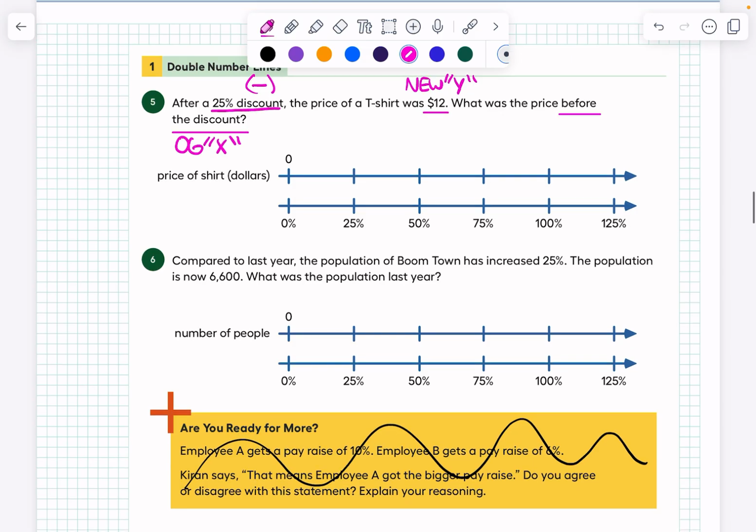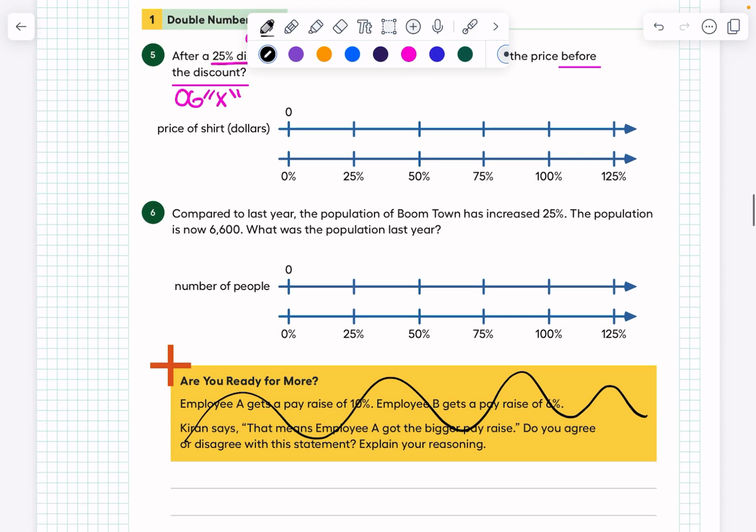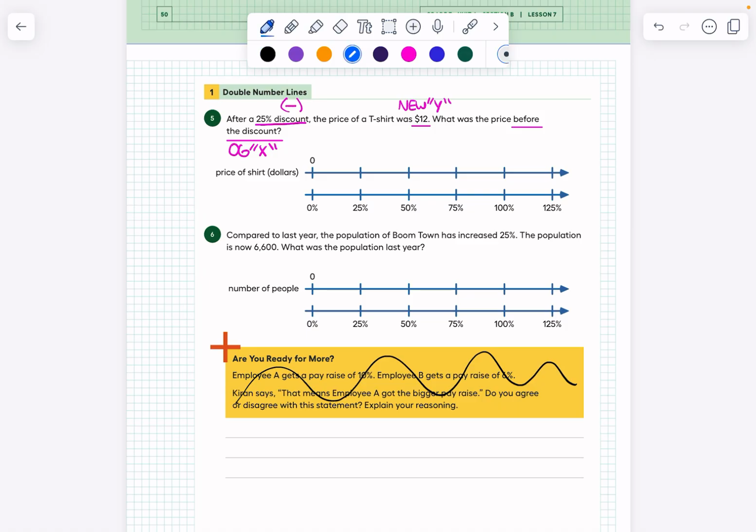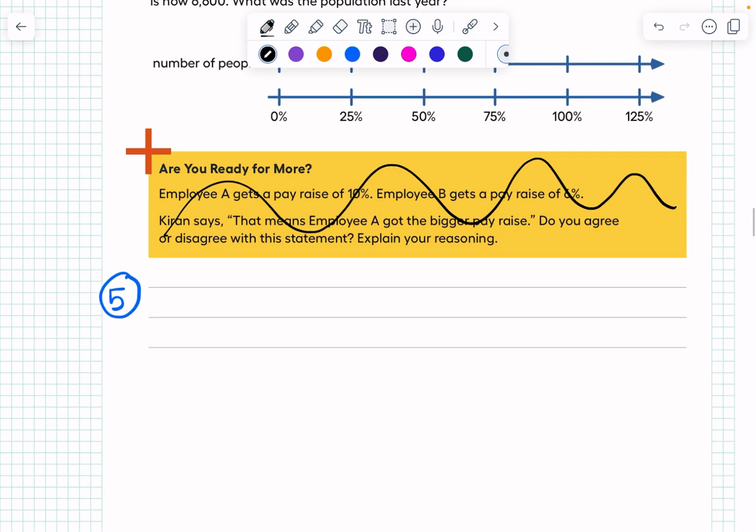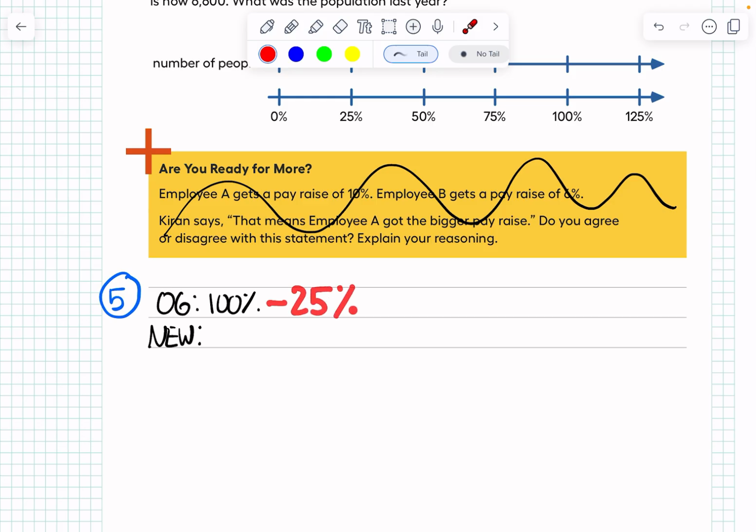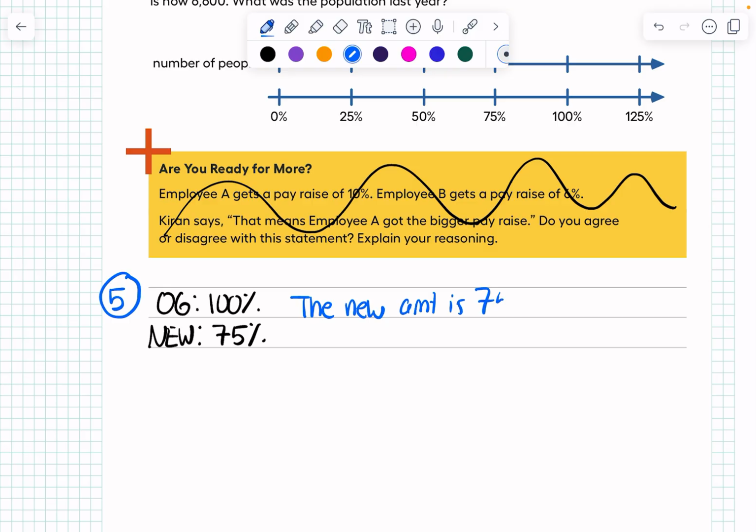So let's take a look and let's do our percentages. Okay, I'm going to do number 5 right over here. So I have the OG percent, which is 100 every single time. And the new amount, remember that it said it was a 25% discount. So 100% minus 25% would be 75%. So my sentence would be, the new amount is 75% of the OG.